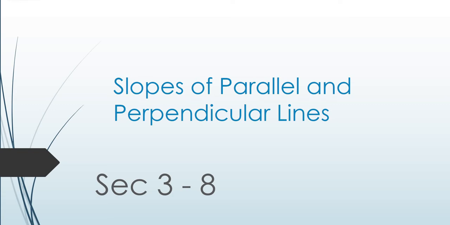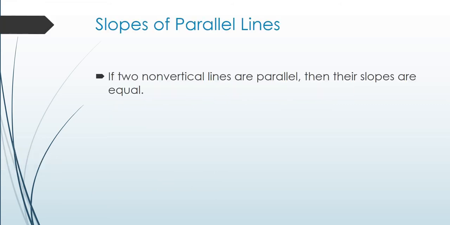Today we're going to talk about slopes of parallel and perpendicular lines, section 3.8. So we're going to start with parallel lines. If two non-vertical lines are parallel, then their slopes are equal. Now we have to say non-vertical because a vertical line has an undefined slope. So we can't talk about vertical lines in terms of slope. We'll talk about those in a minute.